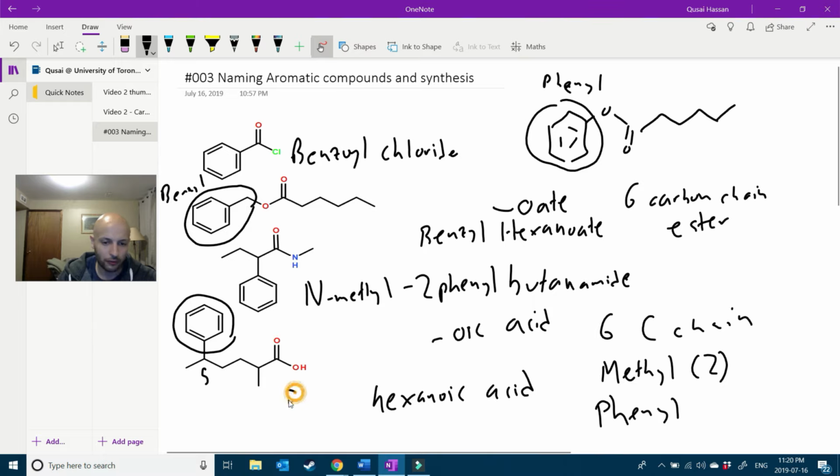So 5-phenyl, and then we have to remember this methyl. It's going to be 2-methyl, 2-methyl, 5-phenyl hexanoic acid. So that's how you name that. Okay, now on to the fun stuff.